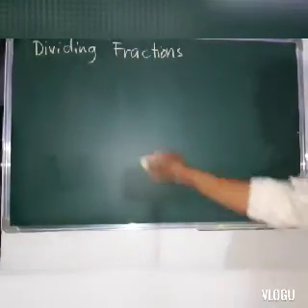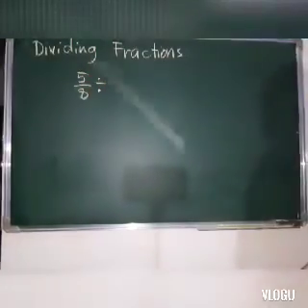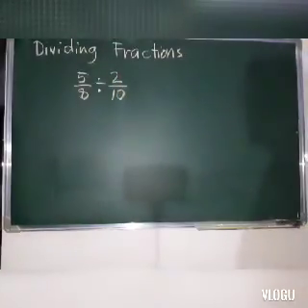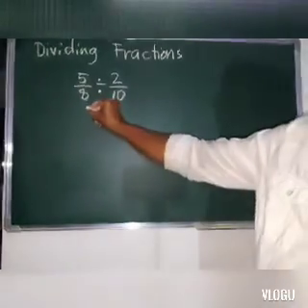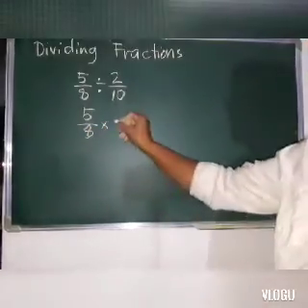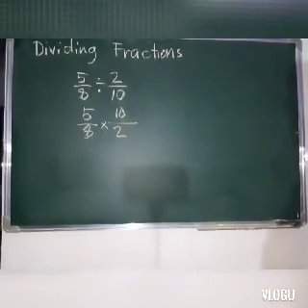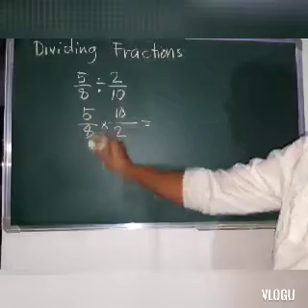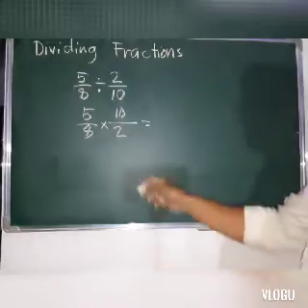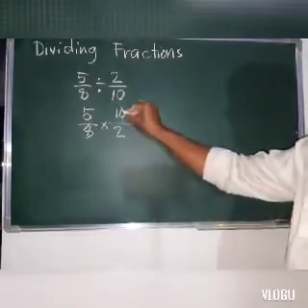Meron tayo dito 5 all over 8 divided by 2 over 10. Okay? Again, first step, copy the first term multiplied by the reciprocal of the second term, 10 over 2. Next, 5 and 8 cannot, 10 and 2, it is possible. Okay? And then 5 and 2, it cannot, 10 and 8 possible. Okay? So let's do this first.